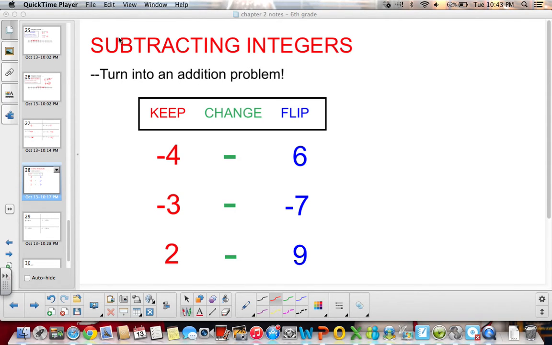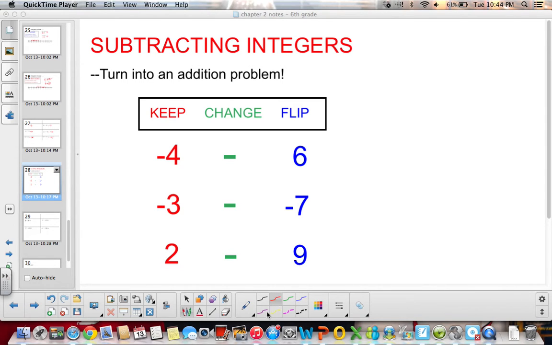So you'll want to make a new little heading that says subtracting integers, maybe put a line underneath it or highlight it or something like that. And you can write turn into an addition problem. Keep, change, flip. You're going to hear that forever and ever, especially this year. You're going to need to know what keep, change, flip is. So write it and then put a little box around it so that you know keep, change, flip goes with subtracting integers.